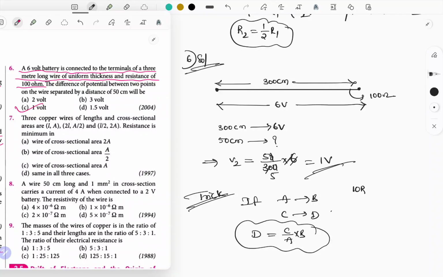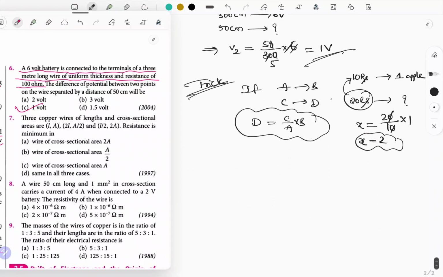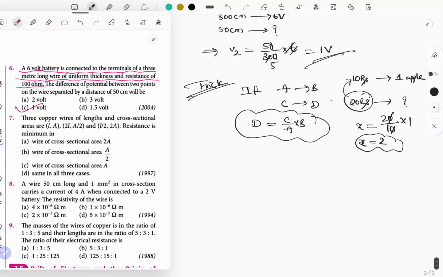For 10 rupees, if I am getting 1 apple, for 20 rupees, how many apples am I going to get? So the method is x is equal to 20 divided by 10 into 1. So 10 will get cancelled. So x is equal to 2. So is the answer that I am getting correct? Yes, it is. That's the approach. Based on that approach only, I did solve this question. Okay, let's move on to the next.